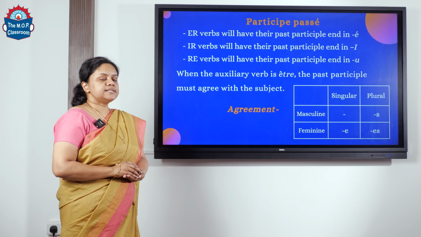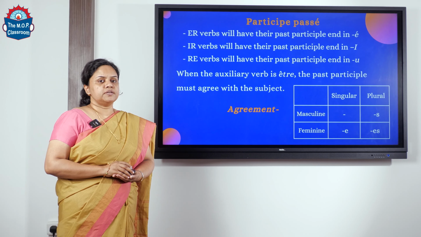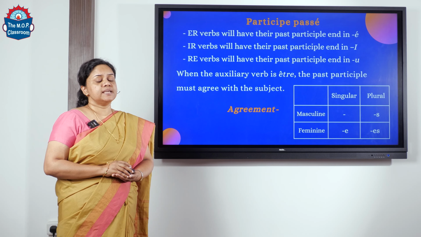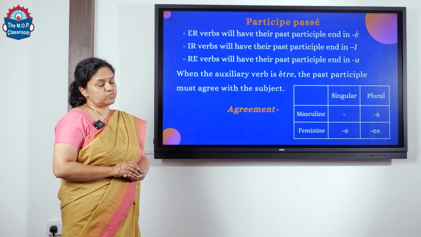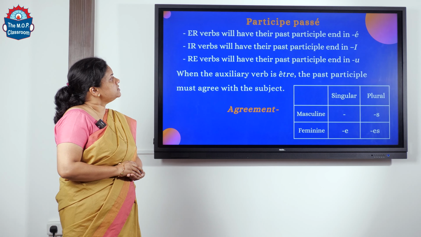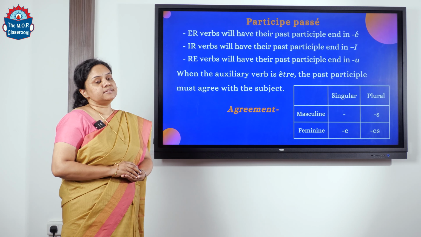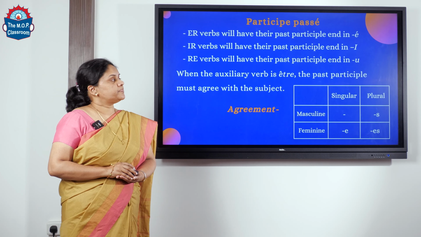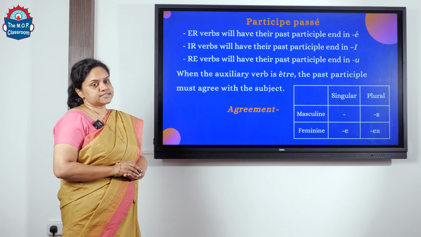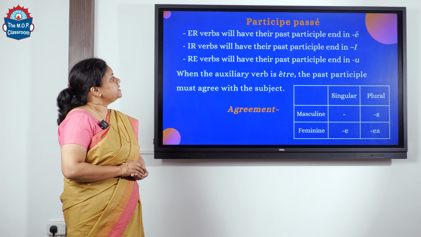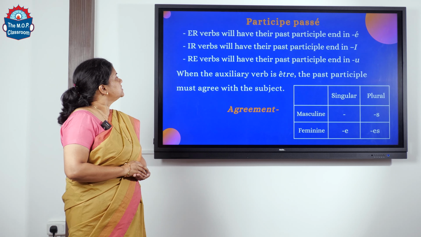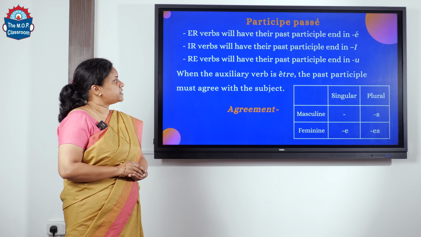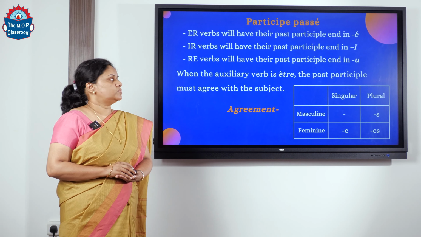Okay, so just like how it is formed in passé composé, the same rule applies here. That is, for ER verbs, the first group verbs, we have the past participle that ends in E accent. And for IR verbs, that is the second group verbs, the past participle ends in I. And the RE verbs will have the past participle ending in U.